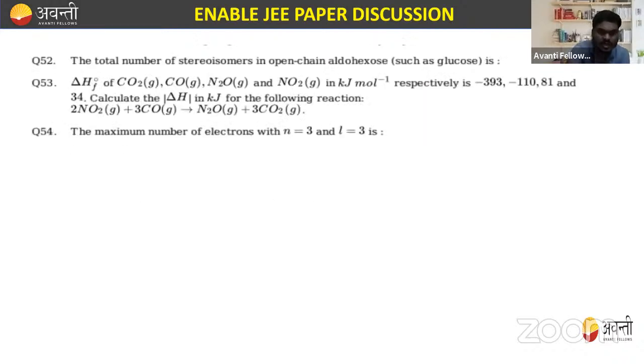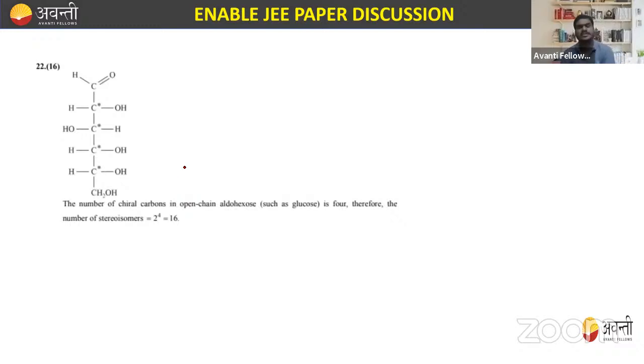Just observe this carefully. In this given structure, this is the structure of glucose. The carbons having a star mark are the chiral carbons. The number of chiral carbons in an open chain aldohexose such as glucose is 4. Therefore, the number of stereoisomers is 2 raised to the power n, which is 2 to the power 4, that is 16.